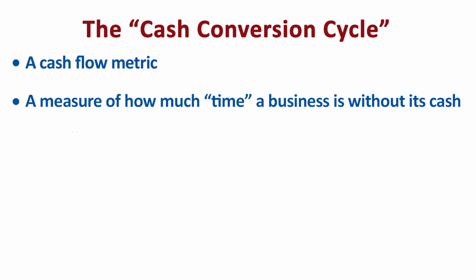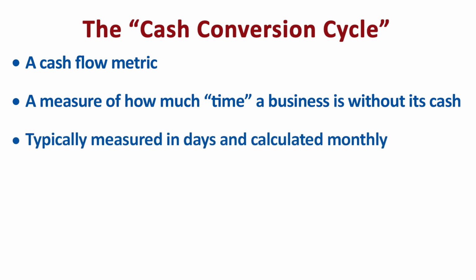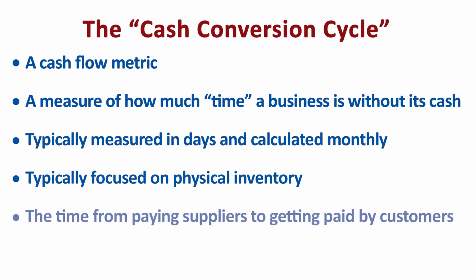The cash conversion cycle is a measure of how much time a business is without its cash, primarily and typically from buying inventory, averaged across the whole business, measured over a specific time period. It's usually calculated at the end of a certain month and would therefore be recalculated monthly. It looks at the average time the business was without its cash, from paying suppliers to getting paid by customers.